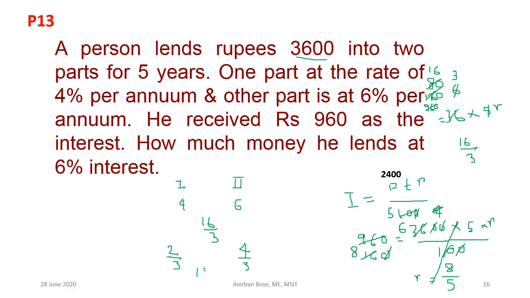So the ratio is 1:2. So in 1:2 he has divided it, so the total amount is what? 3600. So 2 plus 1, that is 3, so 3 corresponding to 3600. So at 6% interest you have to find out, that means you have to find out what is this 2. If 3 corresponding to 3600, so 1 corresponding to 1200, 2 corresponding to 2400. So this is the answer.